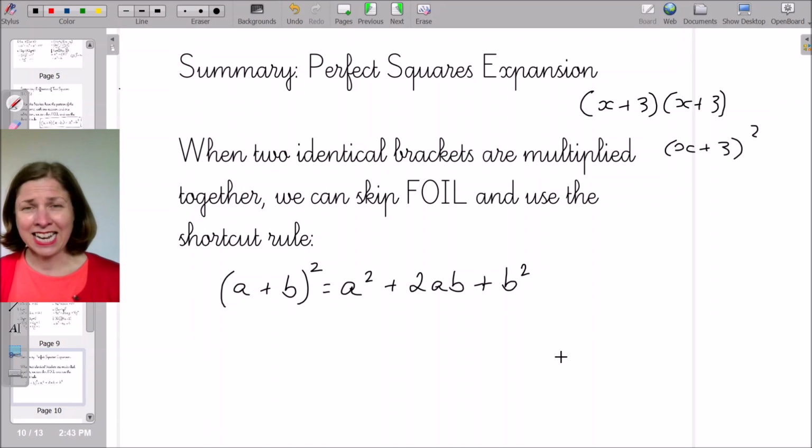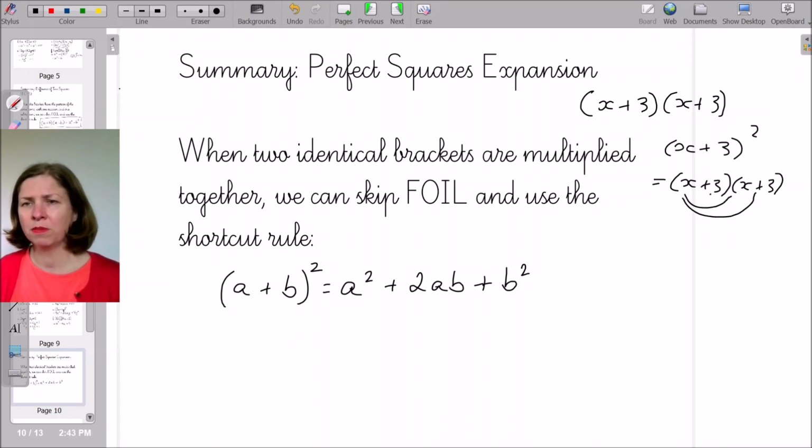Now, once again, it is possible to use FOIL, firsts, outsides, insides, lasts. So if I had it given to me like this, I could write it out like this. And then I could go firsts, outsides, oops, I missed, insides and lasts. But it's quicker to use this. And also when we learn factorizing, it's really important that you've had practice using this. So please, if it's a perfect squares expansion, use the formula to do it.